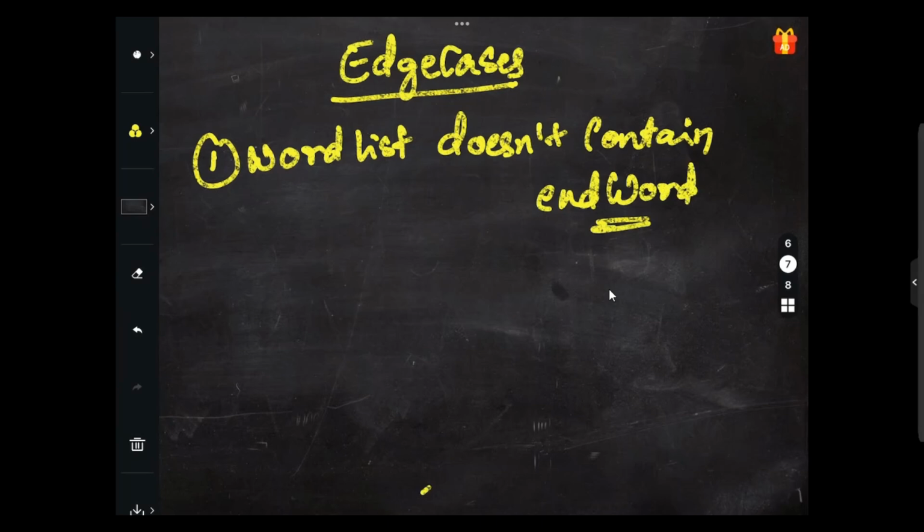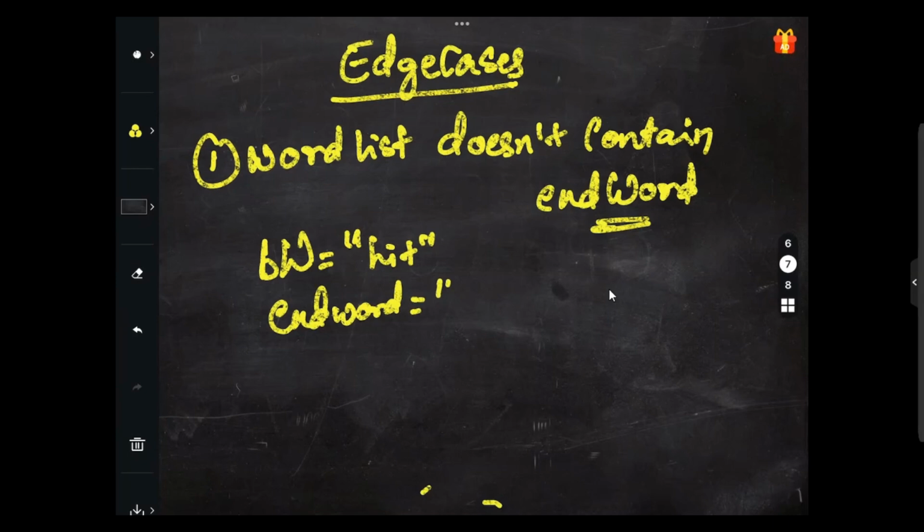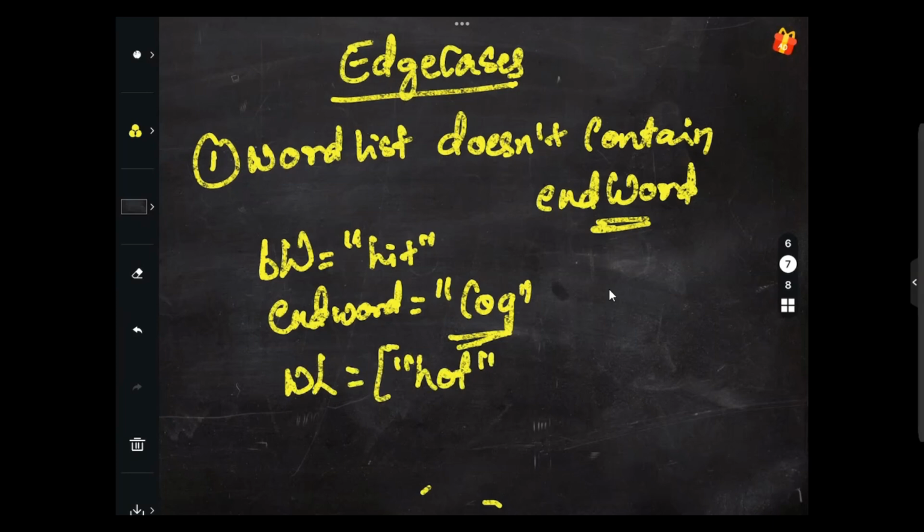So input, let me give here begin word. I'll just take BW. Begin word, let me consider hit itself, and end word, let me consider here cog. So the example one itself, right? They have clearly mentioned it in the question. So end word cog. Word list WL, let me consider here hot and cog. Cog should not be present, right? Hot, dot, let me consider this one. This is enough. So the end word is not present in the word list at all.